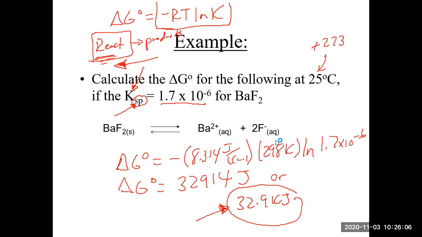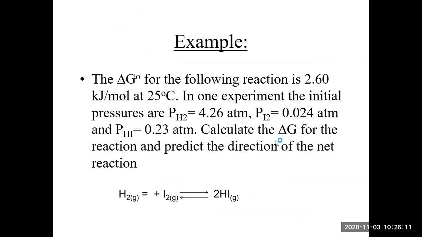All right, one last one here, I think. So let's take a look. Delta G naught for the following is 2.6 at 25 degrees. In one experiment, we got the partial pressure of H2 4.26, partial pressure of I2 0.024, and partial pressure of HI 0.23. Calculate the delta G for this. All right, take a couple minutes to see what you come up with on this one.